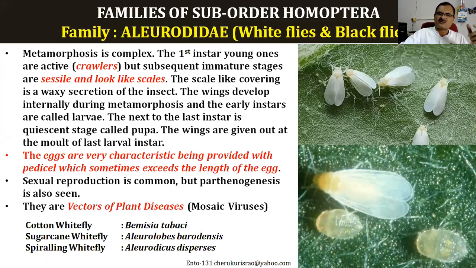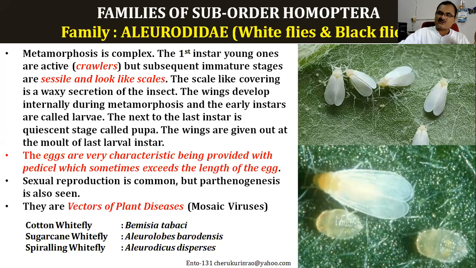The eggs are very, very small, microscopic actually. The eggs have some kind of stalk, and white flies are vectors of plant diseases. Almost all the mosaic viruses, probably you are trying to understand what the mosaic viruses are in the 171 course, are transmitted from one plant to another, one leaf to another leaf, only with the help of white flies. They are extremely dangerous. If you have one white fly which has a virus inside, it can actually kill the entire plant, because it injects the virus inside the plant tissues.